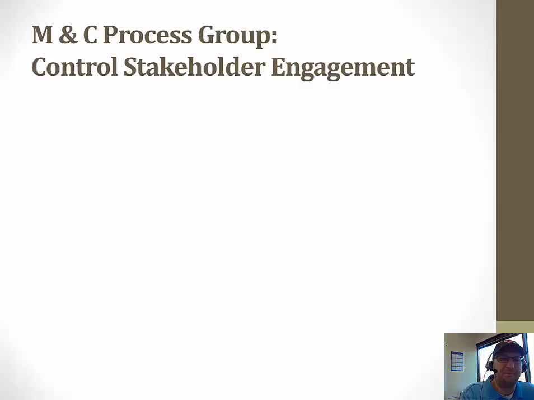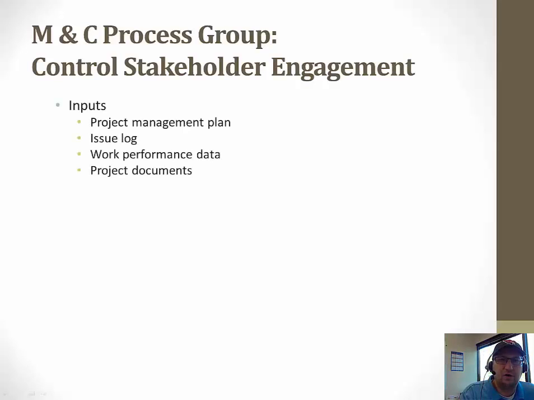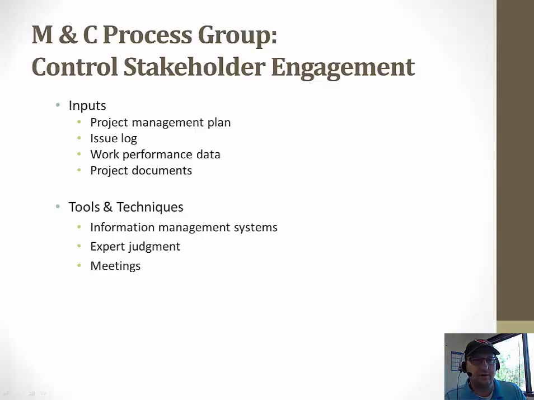Control stakeholder engagement. In this process, you are evaluating the overall health of stakeholder relationships and adjusting the engagement plan as needed. So the inputs here, the project management plan is going to contain details including techniques for stakeholder communications. The issue log is updated as new issues are identified. Work performance data is part of every monitoring and controlling process except for integration.